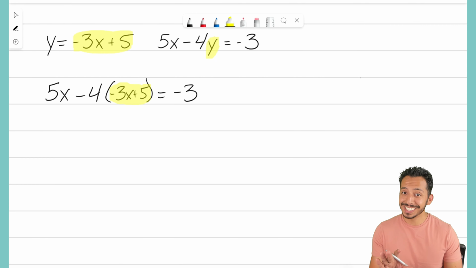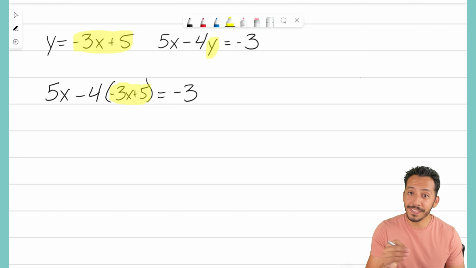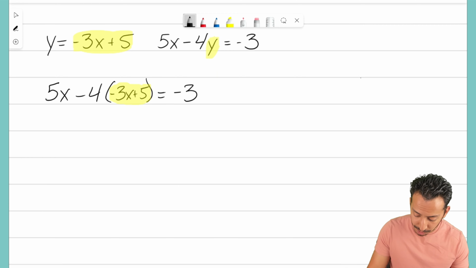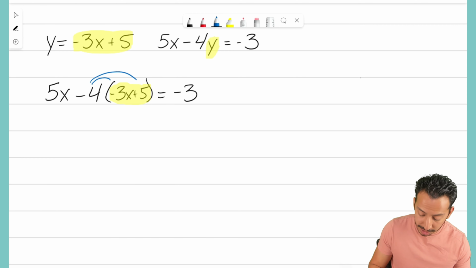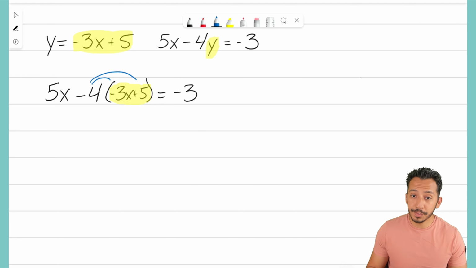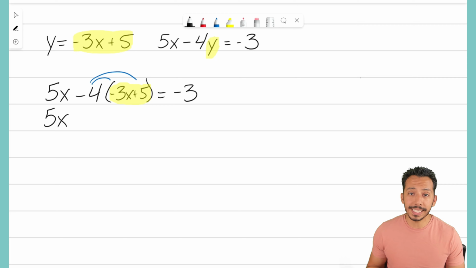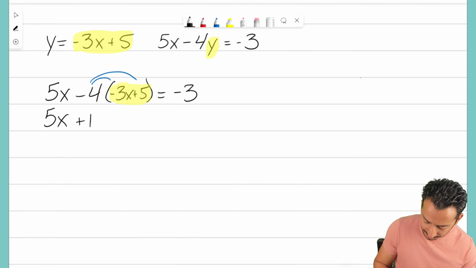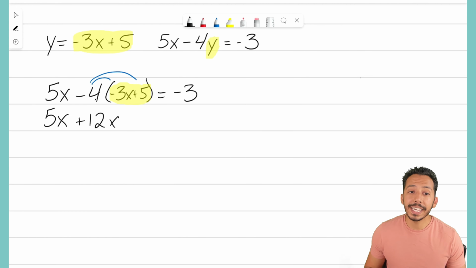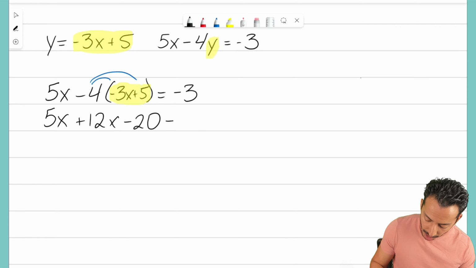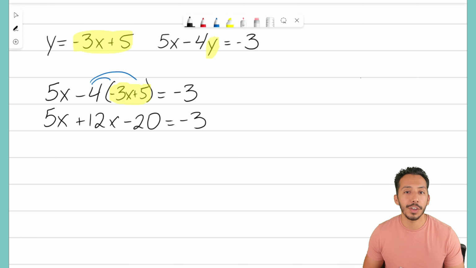Now we're not done yet, because now that I've substituted that variable of y out for what it really equals, I now need to solve this equation for x. So let's go ahead and do that. I think our first step is to use the distributive property. There is a negative 4 out in front as the coefficient, so we need to distribute negative 4. Well, let's see. Negative 4 times negative 3x, that will be positive 12x. We have negative 4 times positive 5, that will give us negative 20, all equaling negative 3.